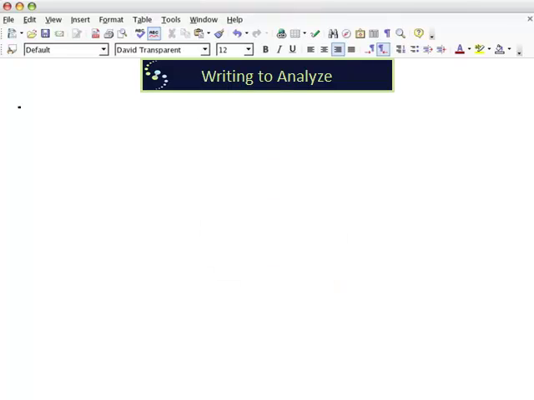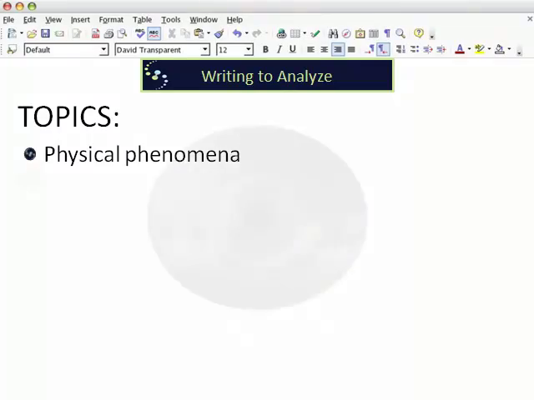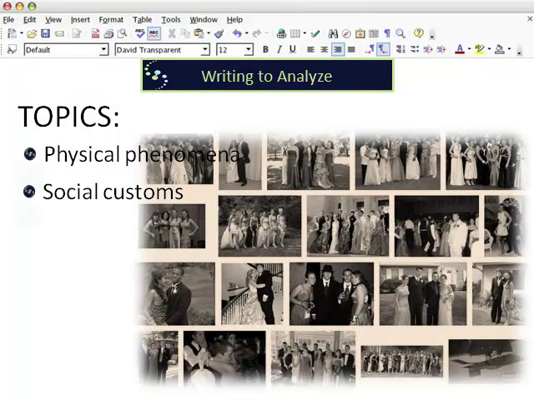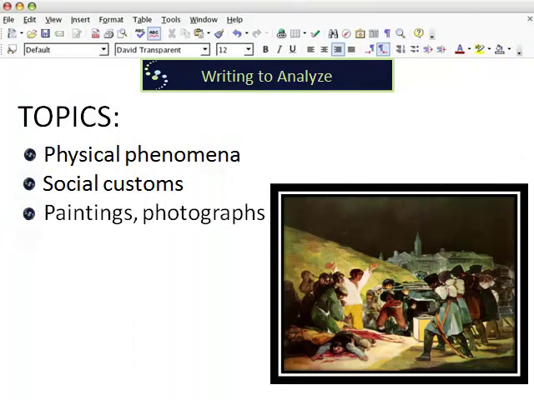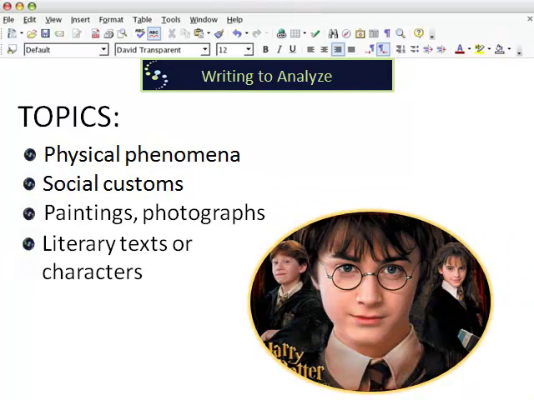For example, you could analyze a physical phenomenon, such as a black hole in space, or a tornado here on Earth. You could analyze a social custom, such as the senior prom, or you could analyze physical objects, such as a photograph or painting. You may often be asked to analyze text or literary characters. In other words, just about anything in our world can be put under the microscope of your analysis.